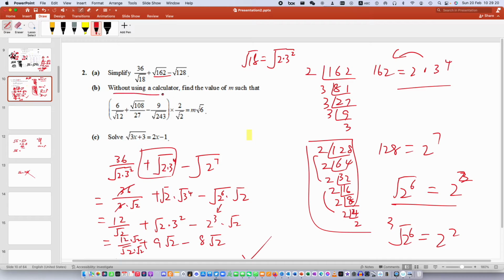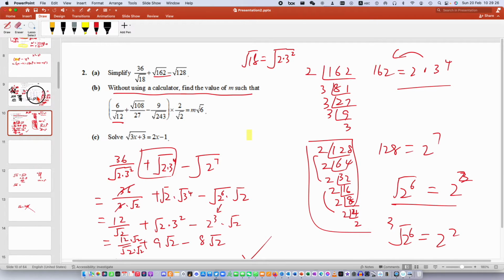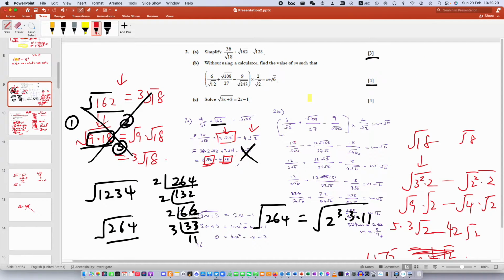Without using the calculator, find the value of m. Same thing. I don't understand this. So you try to times this, you times inside? Okay, good. So times inside. I start to understand. Yeah, show every single step. Okay, good. Instead of writing this all the time, just write the left hand side. Save you some time. You don't need to keep writing the right hand side.